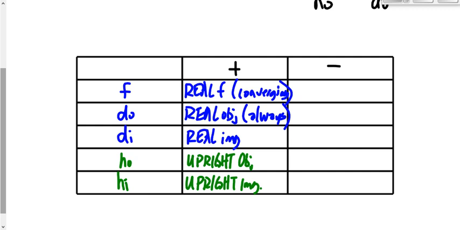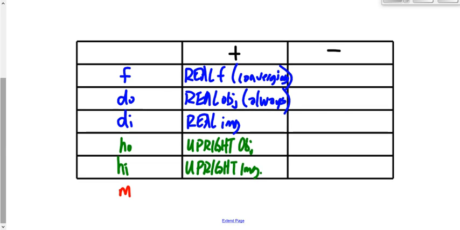Finally, M. M is positive. It kind of doesn't fit into either one. It's positive if the object and the image are on the same side of the principal axis. So in other words, if they're both upright or both inverted.